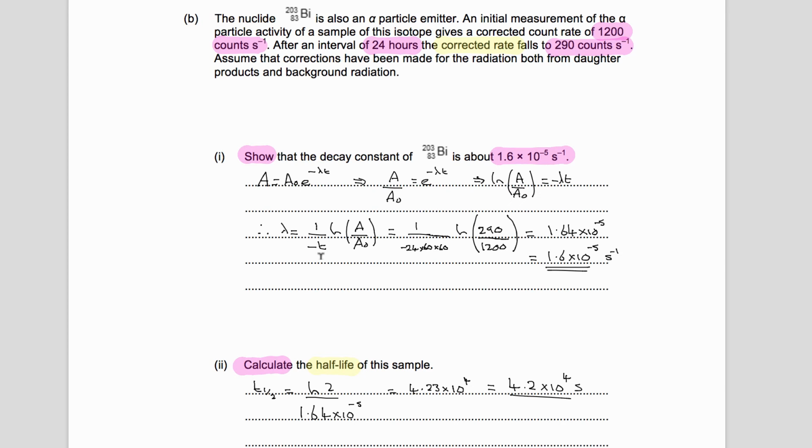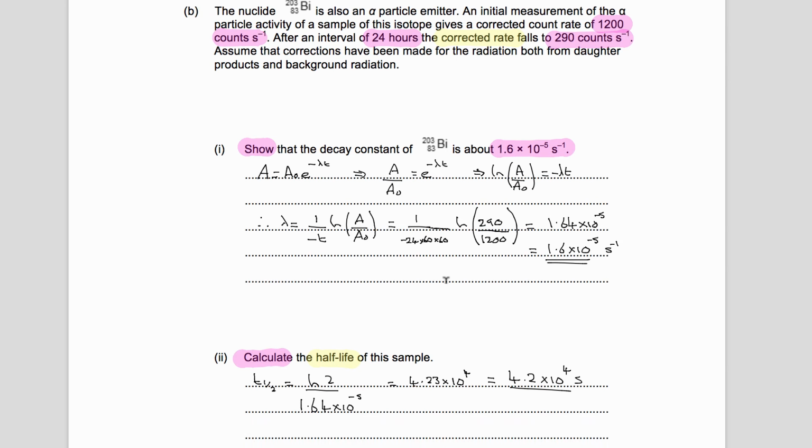Everything's going to be done in seconds, but we're given things in 24 hours. So we need to convert that into seconds. So t is 24 times 60 times 60, because there are 24 hours and 60 minutes and 60 seconds in one day, or in 24 hours. So we've got 1 over that time multiplied by the natural log of 290, which was our finishing activity, over 1,200, which was the starting activity. Put all of that on your calculator and it gives you 1.64 times 10 to the minus 5. So we've shown that the decay constant is about 1.6 times 10 to the minus 5 per second.